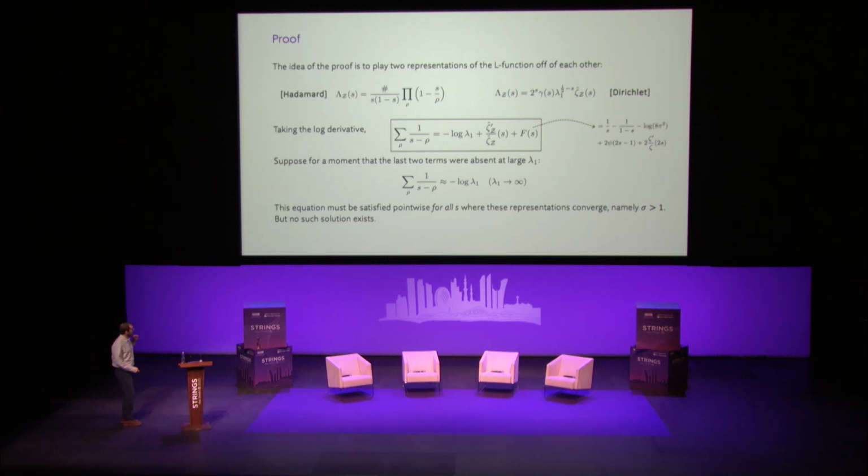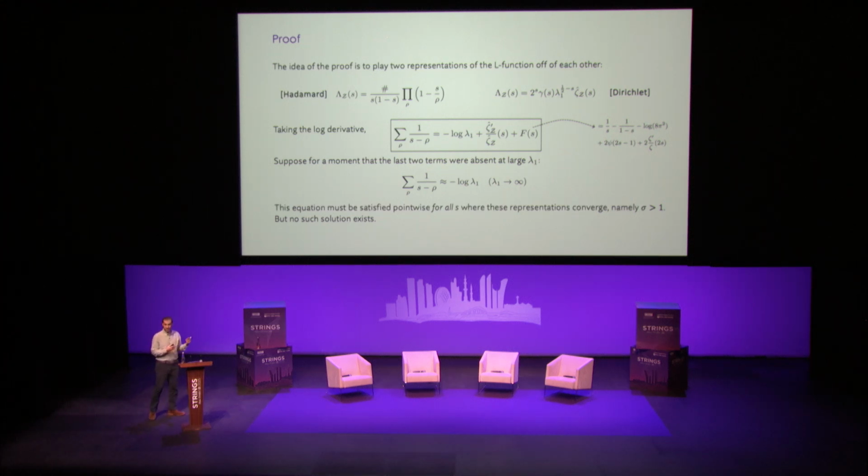Okay. Now taking the log derivative, we have this relation. So minus log lambda 1 plus the log derivative of this hatted zeta function plus some universal function of s here. Okay. Now suppose for a moment that the last two terms were absent. You would just have to solve this. And this equation has to be satisfied pointwise for every s, where these representations both converge, which is the right half plane to the right of 1. But there's no such solution.